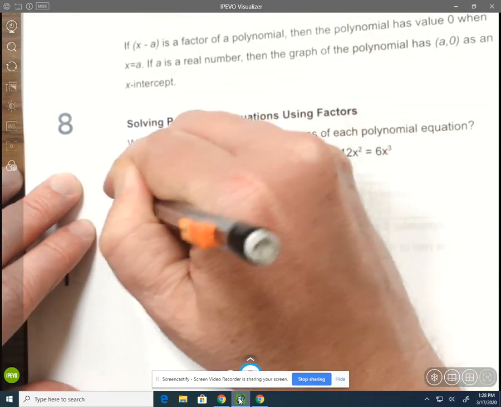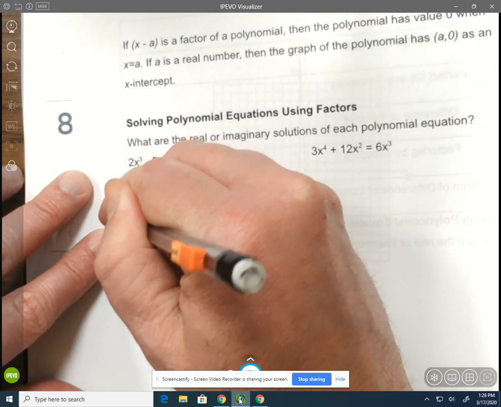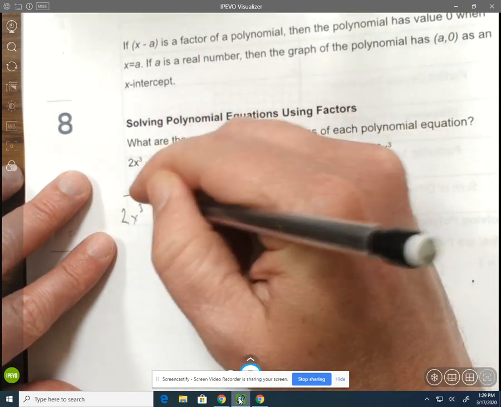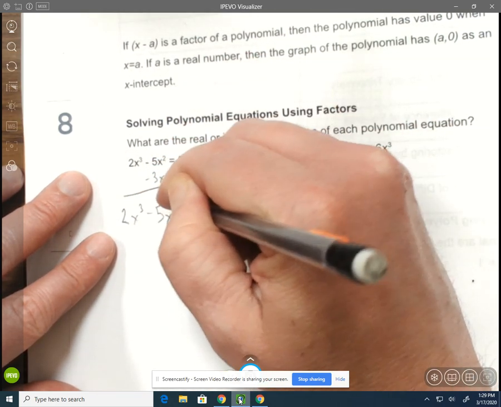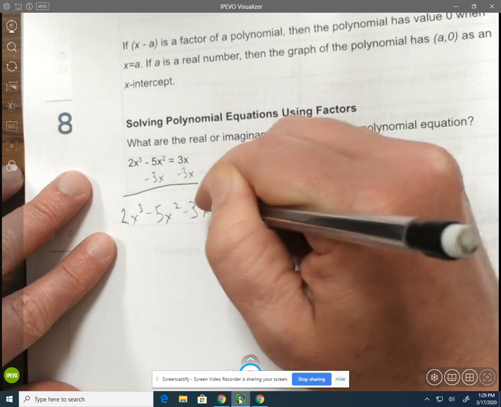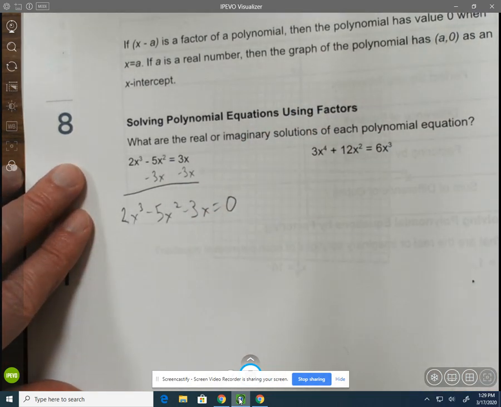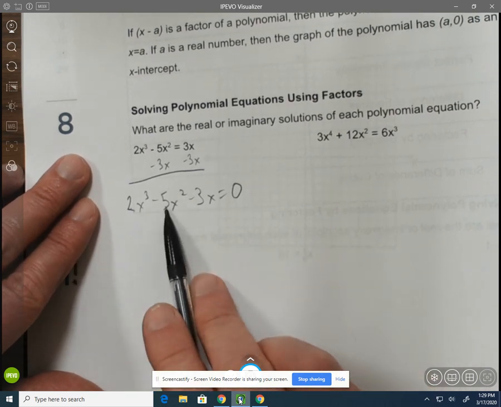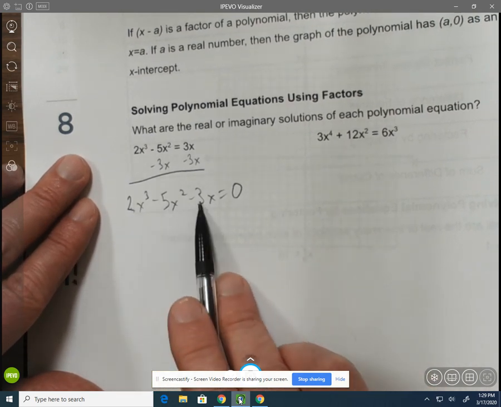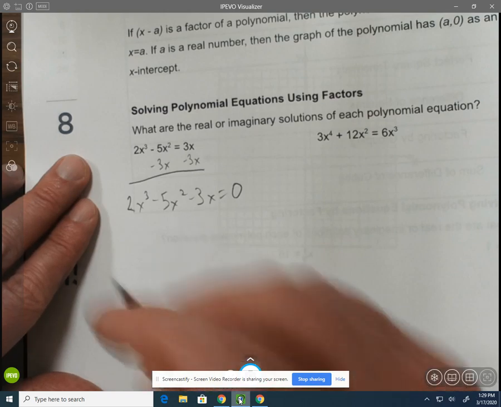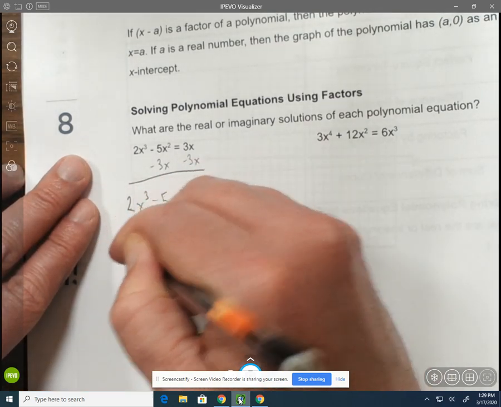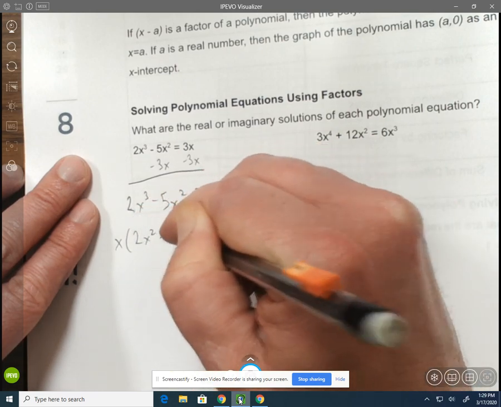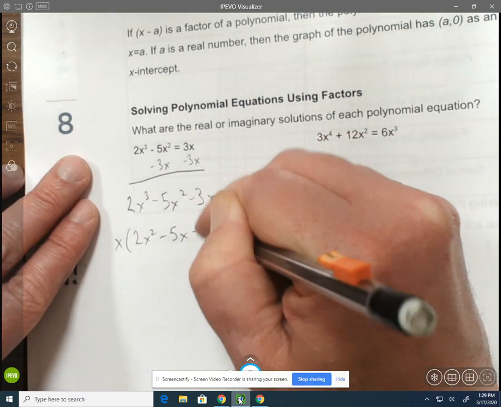So I'm going to take away 3x. And that gives me 2x cubed minus 5x squared minus 3x equals 0. And I want to see if I can factor this. I don't see any common factors between the numbers, but I do see that I can factor out an x. So let me take that out. And that gets it to 2x squared minus 5x minus 3.